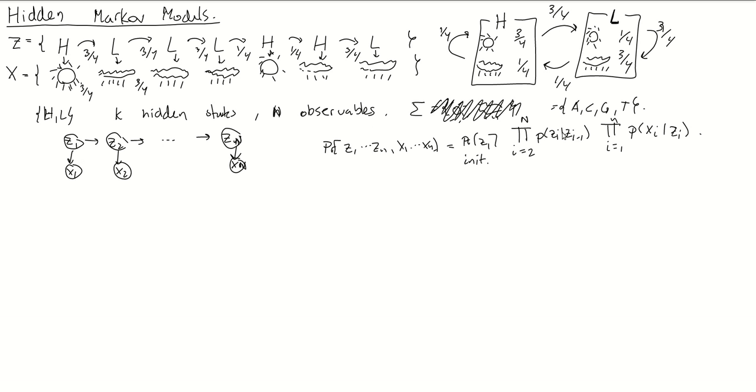Then we have the probability of transitioning from zi minus 1 to ending in zi, given zi minus 1. So this is what we call the transition probabilities. And then in the last one we have, given I'm in zi, what is the probability of emitting xi? So this could be, if I'm in low pressure, what is the probability of emitting rain? Well, these are the emission probabilities.